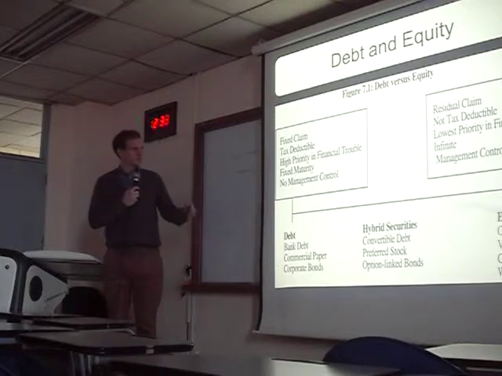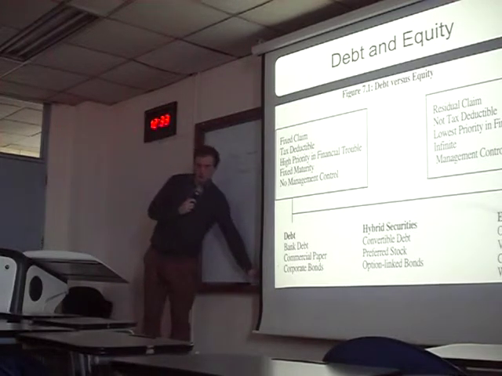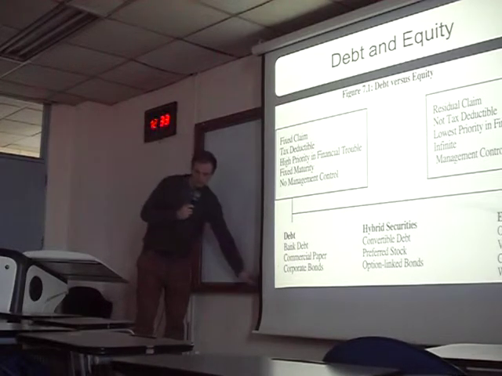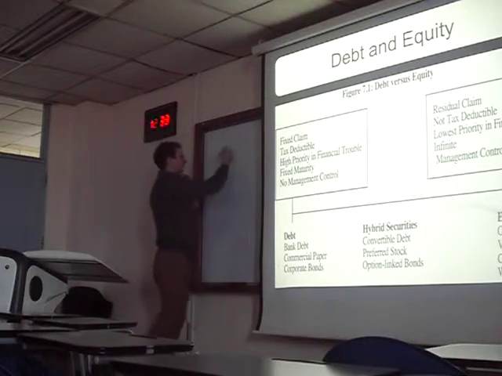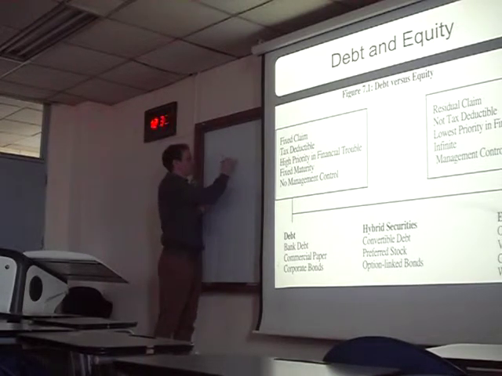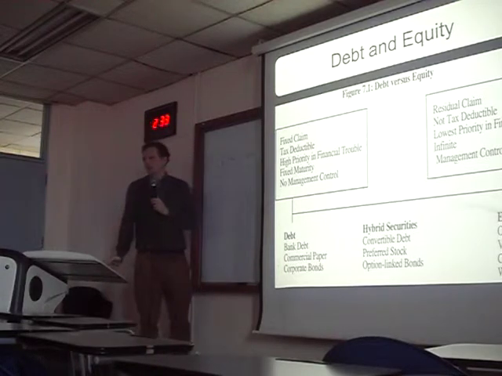You can see there's five differences up here, right? Well, what are the three main differences? Three important differences. Okay, who can tell me one important difference between debt and equity? Tax deductible, right? That is a tax advantage. Okay? What else? High priority in financial trouble.